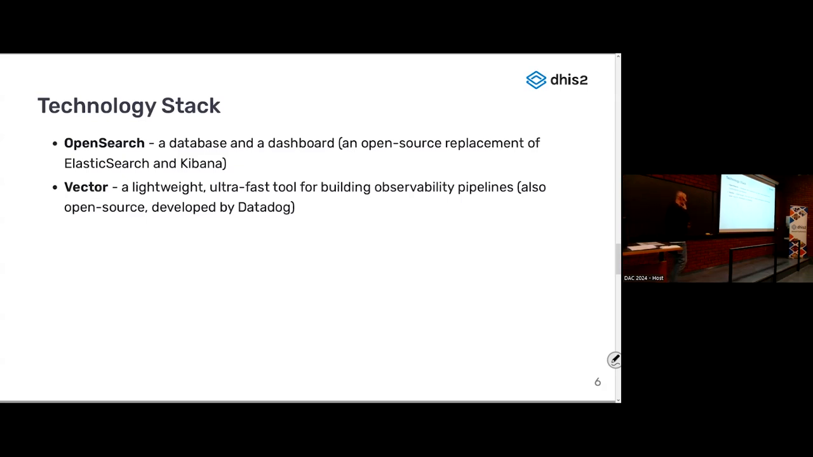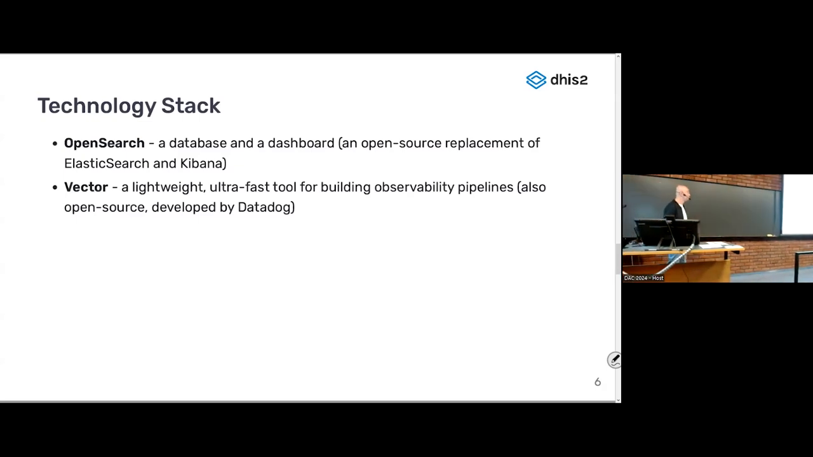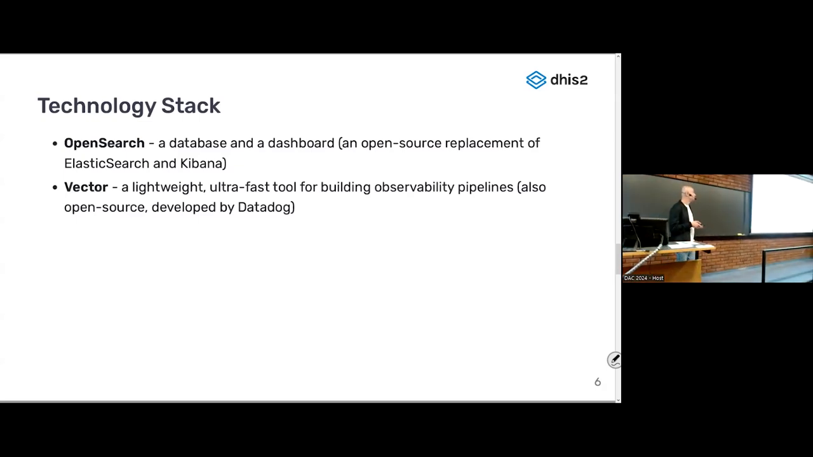And Vector is a recent, quite new tool that was developed originally by Datadog and open sourced. It's a tool for receiving, processing, and sending logs further on. And using the combination of these two tools, you can build a super efficient, low memory footprint, and very flexible pipeline for processing logs.